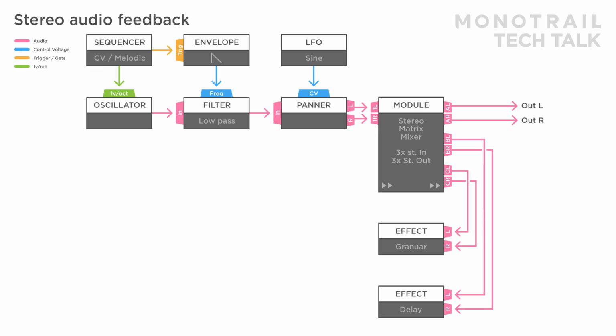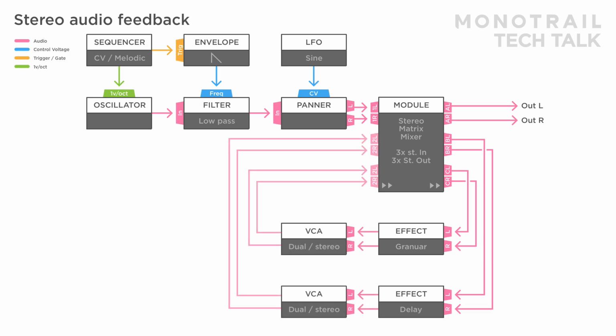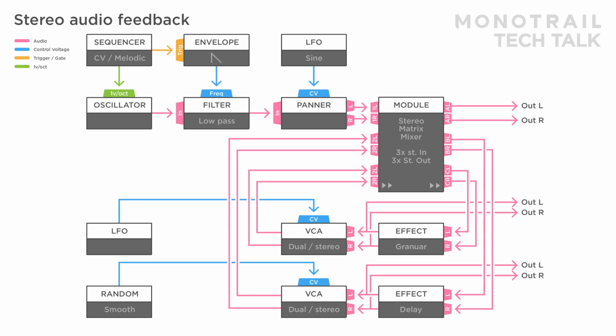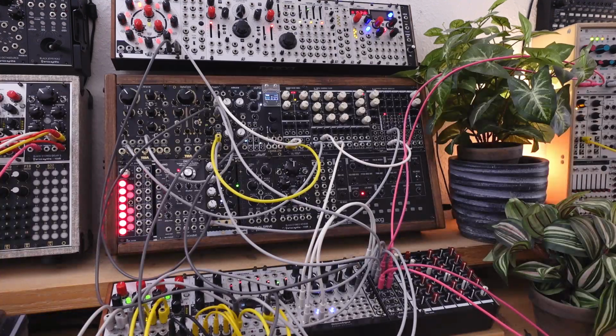Similar to single channel audio, you can use VCAs to control the depth of the stereo feedback level, either with a stereo VCA or just two VCAs. Here, the VCAs are modulated with an LFO and smooth random voltage to create interesting movement to the feedback amount. To avoid the VCAs cutting all audible effects, direct outputs from the effects are added as well.